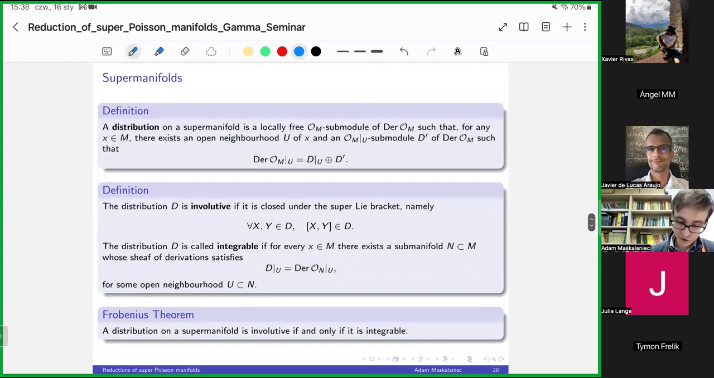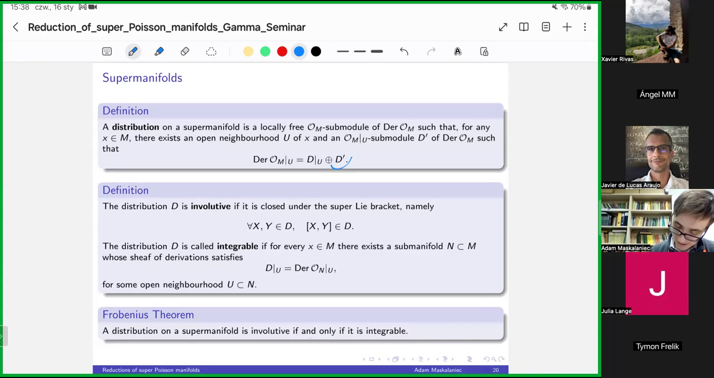On supermanifolds, we may again consider distributions. And now distributions are locally free submodules of the sheaf of derivations that admit a complementary submodule D prime. And with respect to this graded commutator, we may define involutivity of those derivations. And it turns out that we may recover the famous Frobenius theorem: a distribution on a supermanifold is involutive if and only if it is integrable.